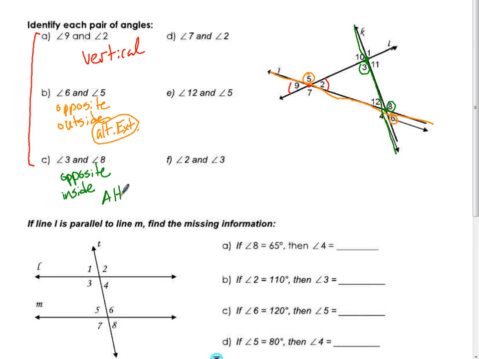See if you can go ahead and try to figure out D, E, and F. And I'm going to throw my answers up here. So pause and try them on your own and then see how you do.